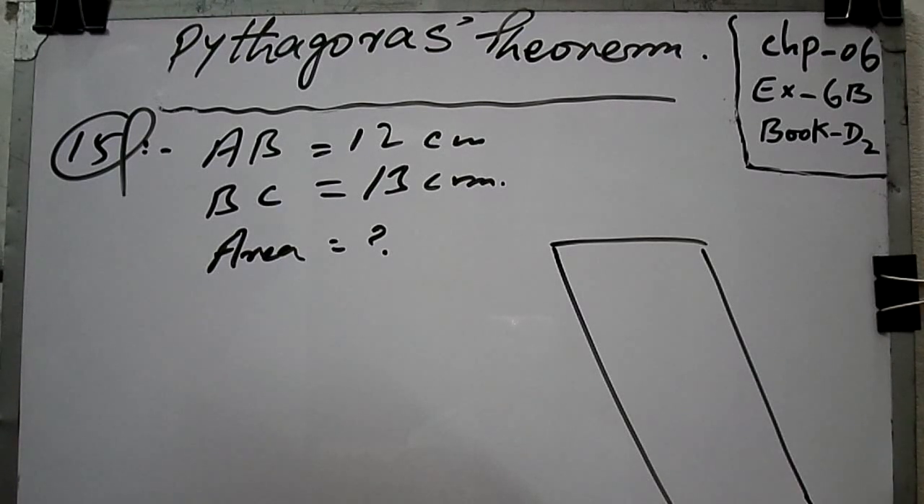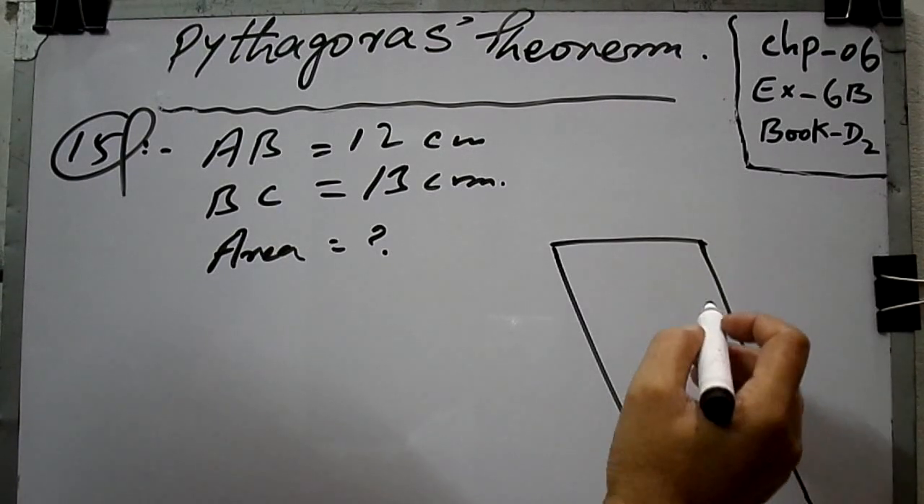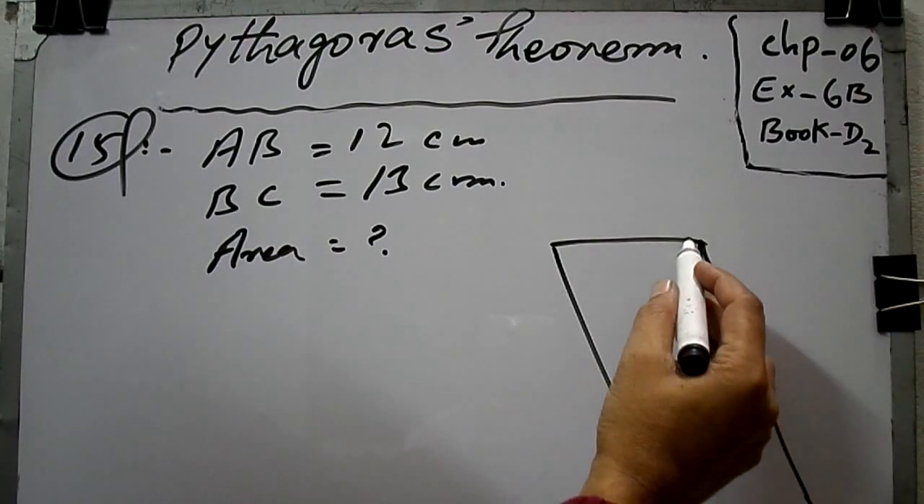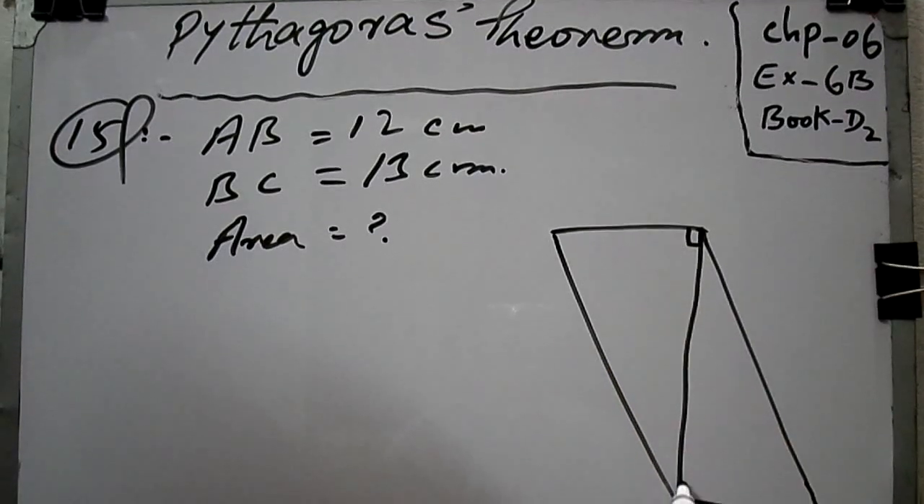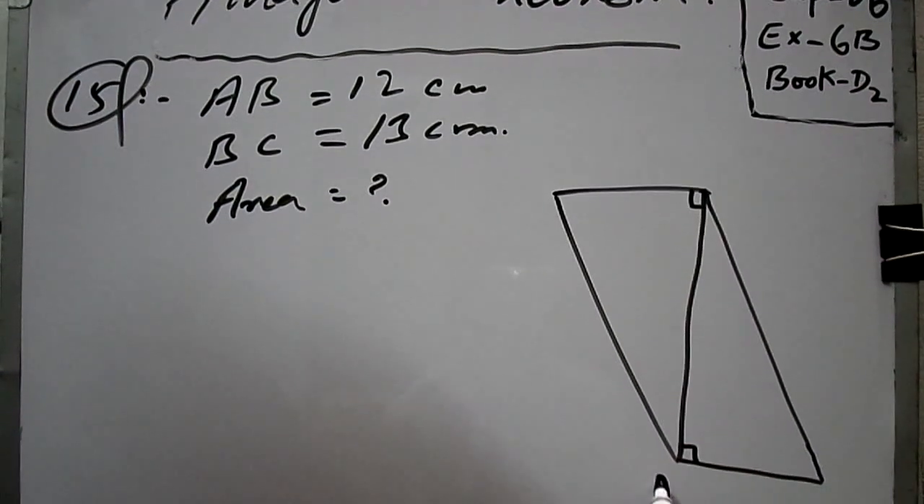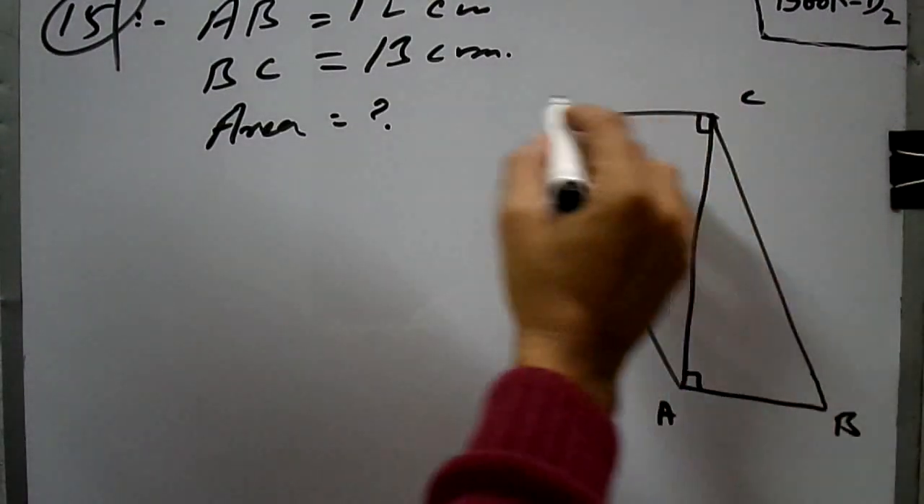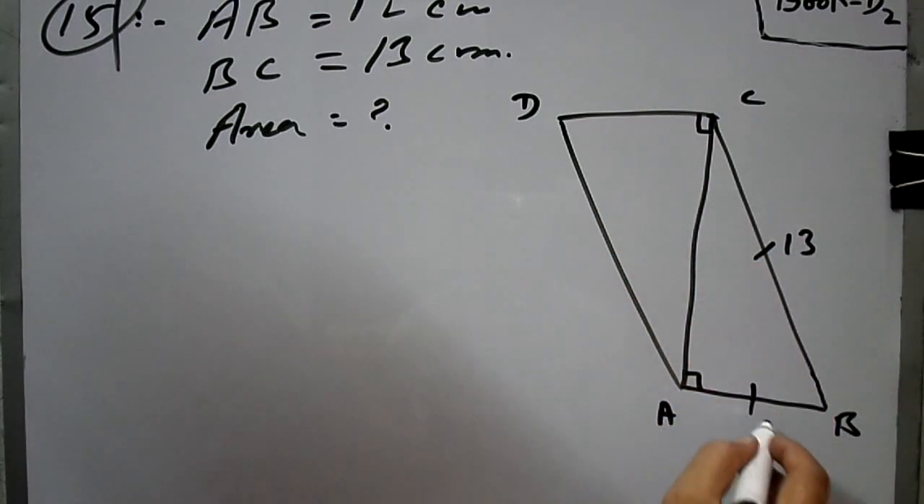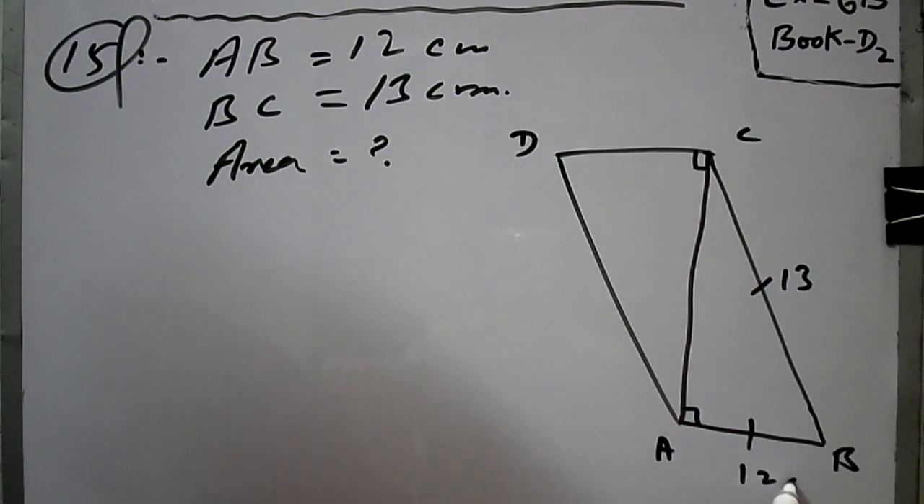But first, according to the given condition, you should draw a parallelogram. So make a diagram like this: A, B, C, D. That is your 13 centimeter. It is given to you. That is 12 centimeter.